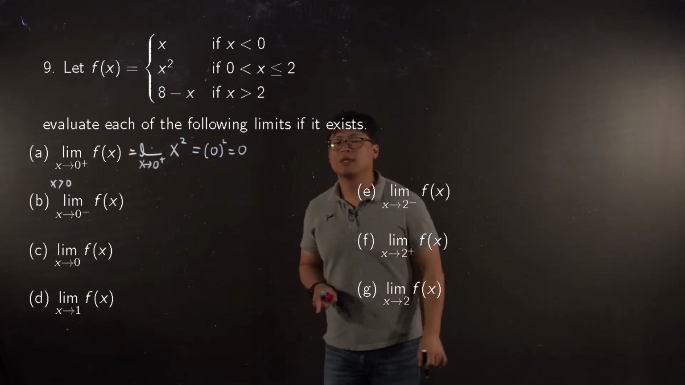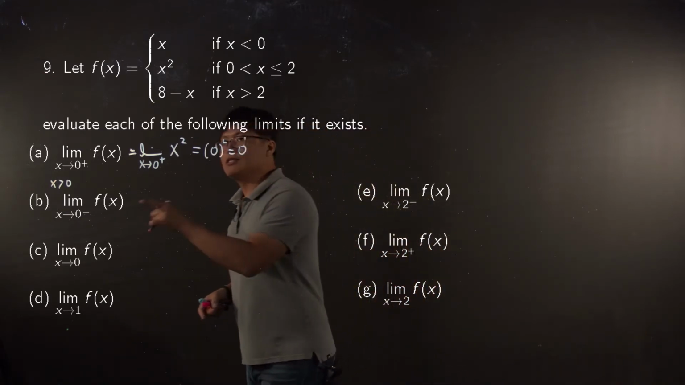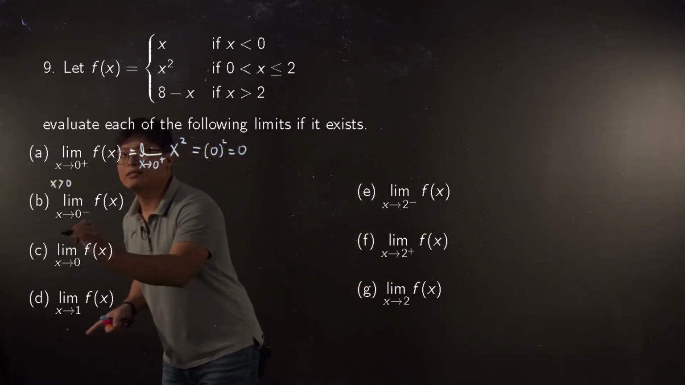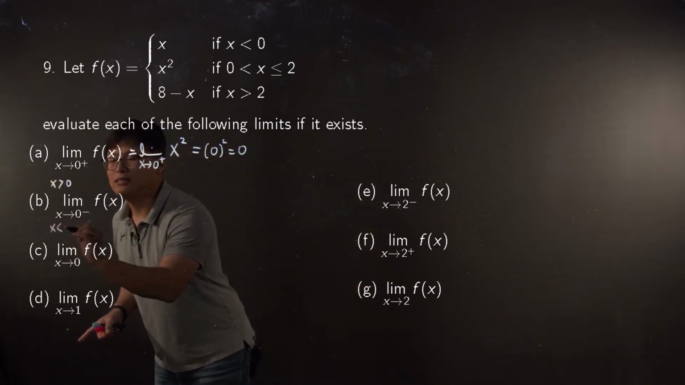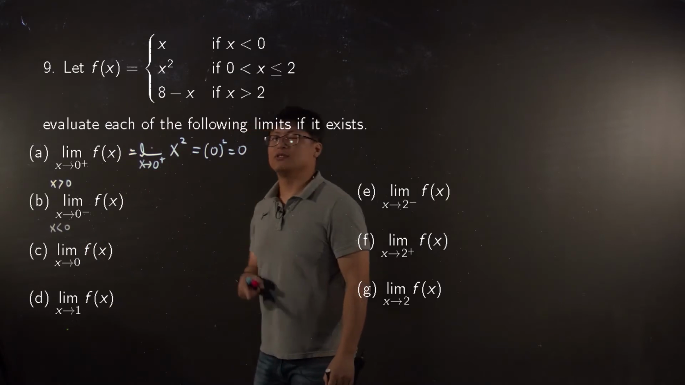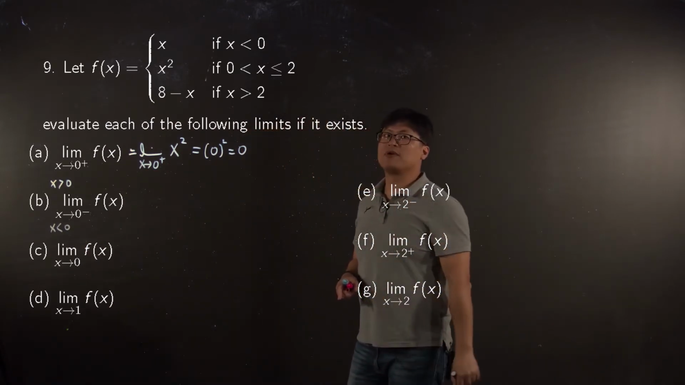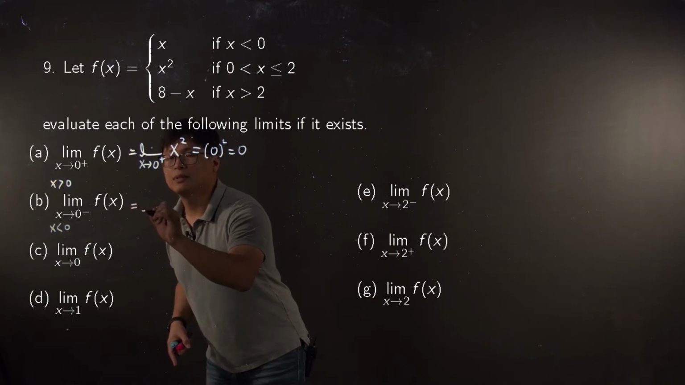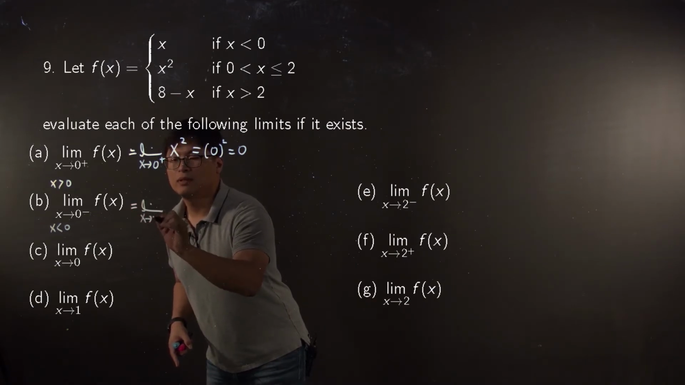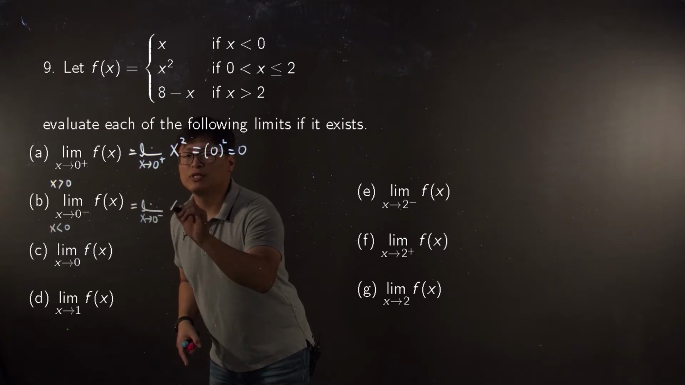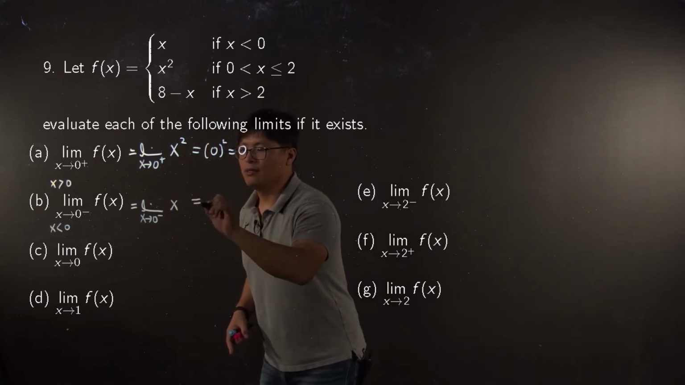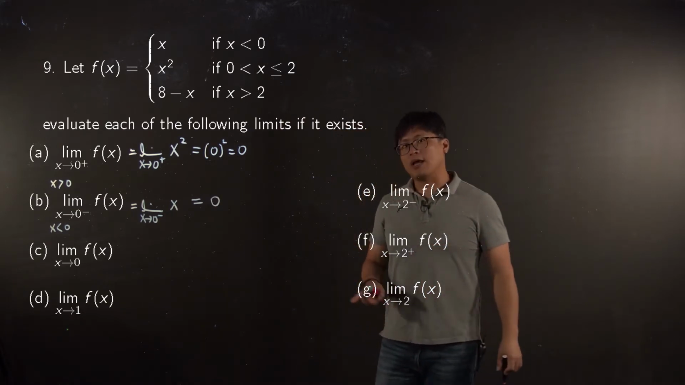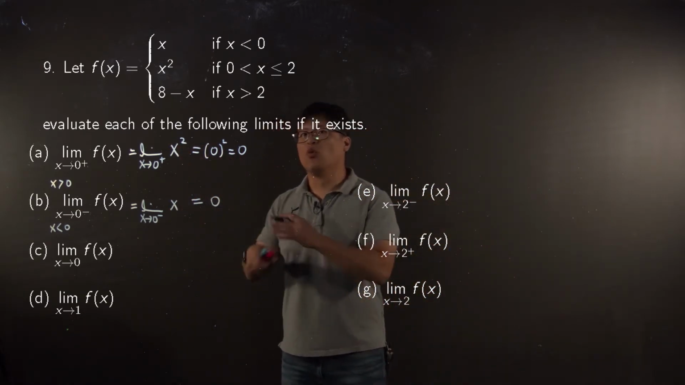Is that easy? But the second one, x goes to 0 minus side, which means left-hand side. In other words, your x is less than 0, okay? And close. Then definitely we're going to use the first equation, okay? So your limit is, we're going to use the first equation instead of f of x, okay? Then by plugging in 0, it is 0.